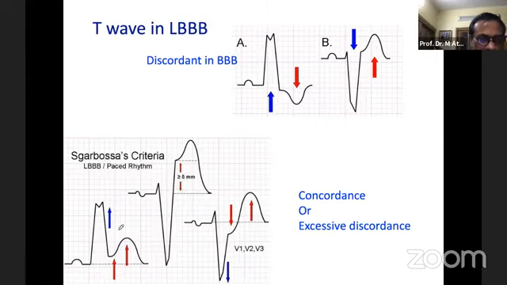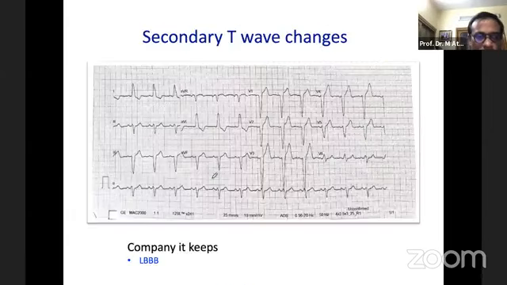This is the Sgarbossa criteria. I am not going to describe this criteria, but this is what happens in the physiology in presence of bundle branch block, that is discordant T waves, and in pathology in presence of bundle branch block, concordant T waves. This is actually the message from this ECG. So this is one of the examples. This is the case of left bundle branch block. You can see this is clearly an ECG of left bundle branch block and discordant T wave. That is, the predominant QRS complex is going downwards and the T wave is going upward.